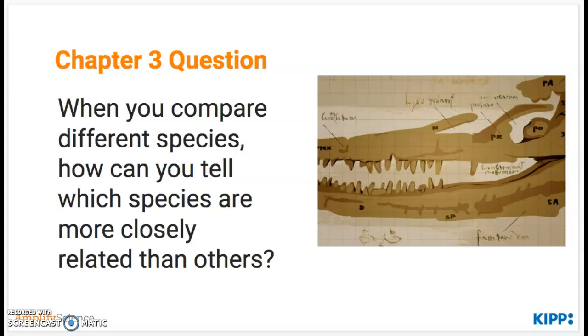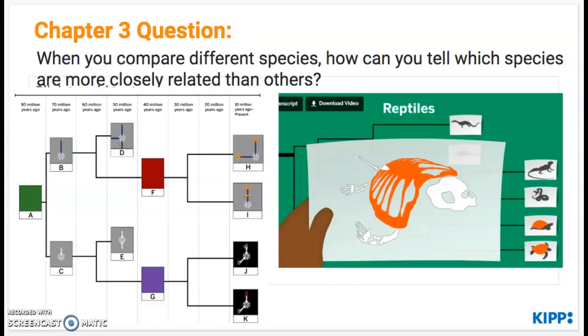Students, when they get to Chapter 3, are asked the question, when you compare different species, how can you tell which species are more closely related than others? Students begin by modeling evolutionary relationships using Connex pieces. They are given a model evolutionary tree with Connex combinations changing over time. However, some are blank, and students will need to analyze the patterns to predict which structures they would see in the missing tree. Students later are taught how scientists use similar techniques to organize species on an evolutionary tree.